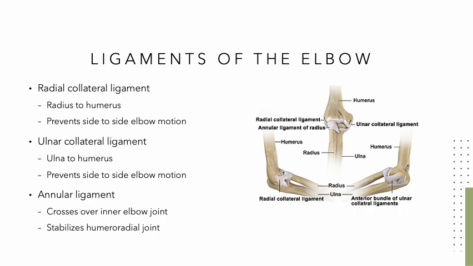So, ligaments of the elbow. The elbow has way less than the shoulder. It only has 3, and they're named really easy. You have the radial collateral and the ulnar collateral ligament. Collateral means on the side, radial means of the radius, and ulnar means of the ulna.